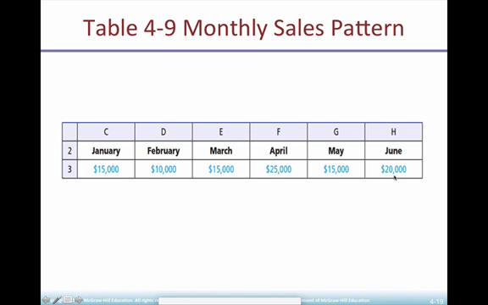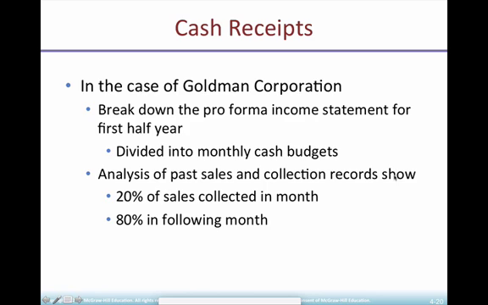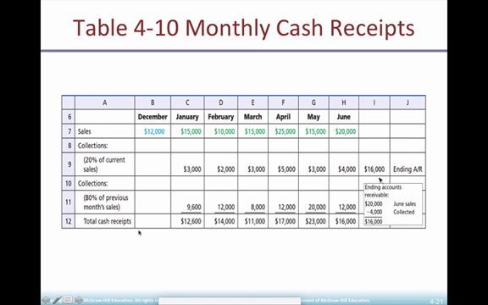So out of all these sales volumes, this corporation's analysis of past sales collection shows that 20% of the sales of the same month are collected in the current month and 80% goes in accounts receivables to be collected the following month. So in the cash receipts, this is how it looks. From each month, so let's say January, we have 15,000 in sales. We have 20%, or 3,000, collected in January, and 80% of 15,000, which is 12,000, collected in the following month. And you see they add up to 15,000.